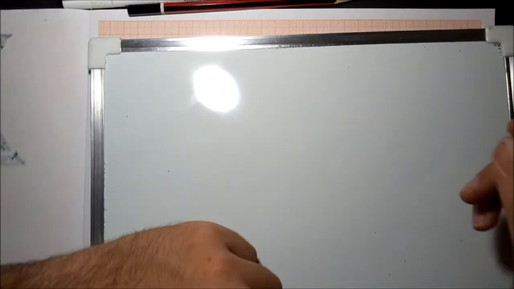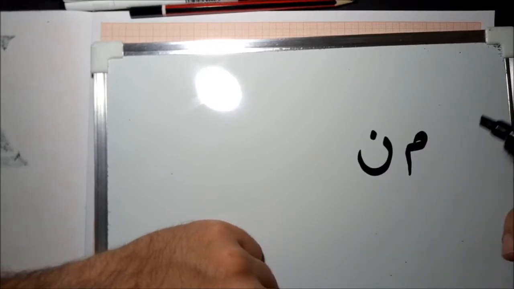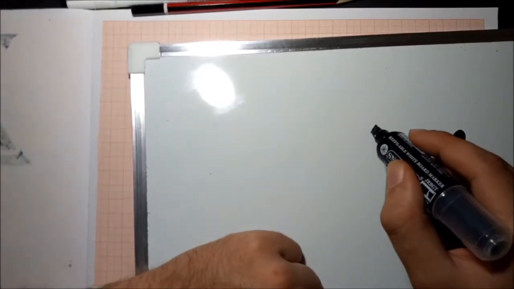Assalamu alaikum. In this lesson we are going to learn the letters Meem and Noon. The letter Meem and the letter Noon. Now for the Meem, there are several shapes.